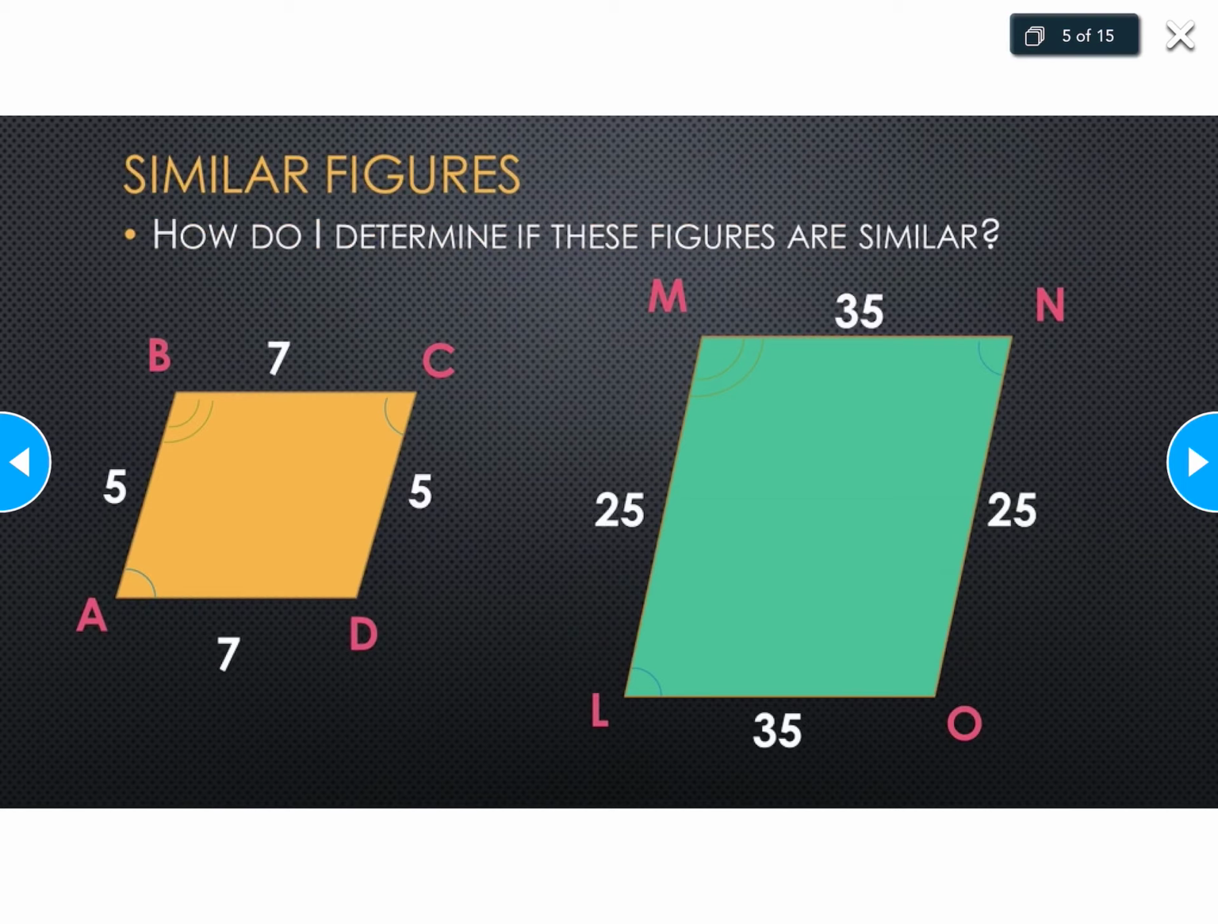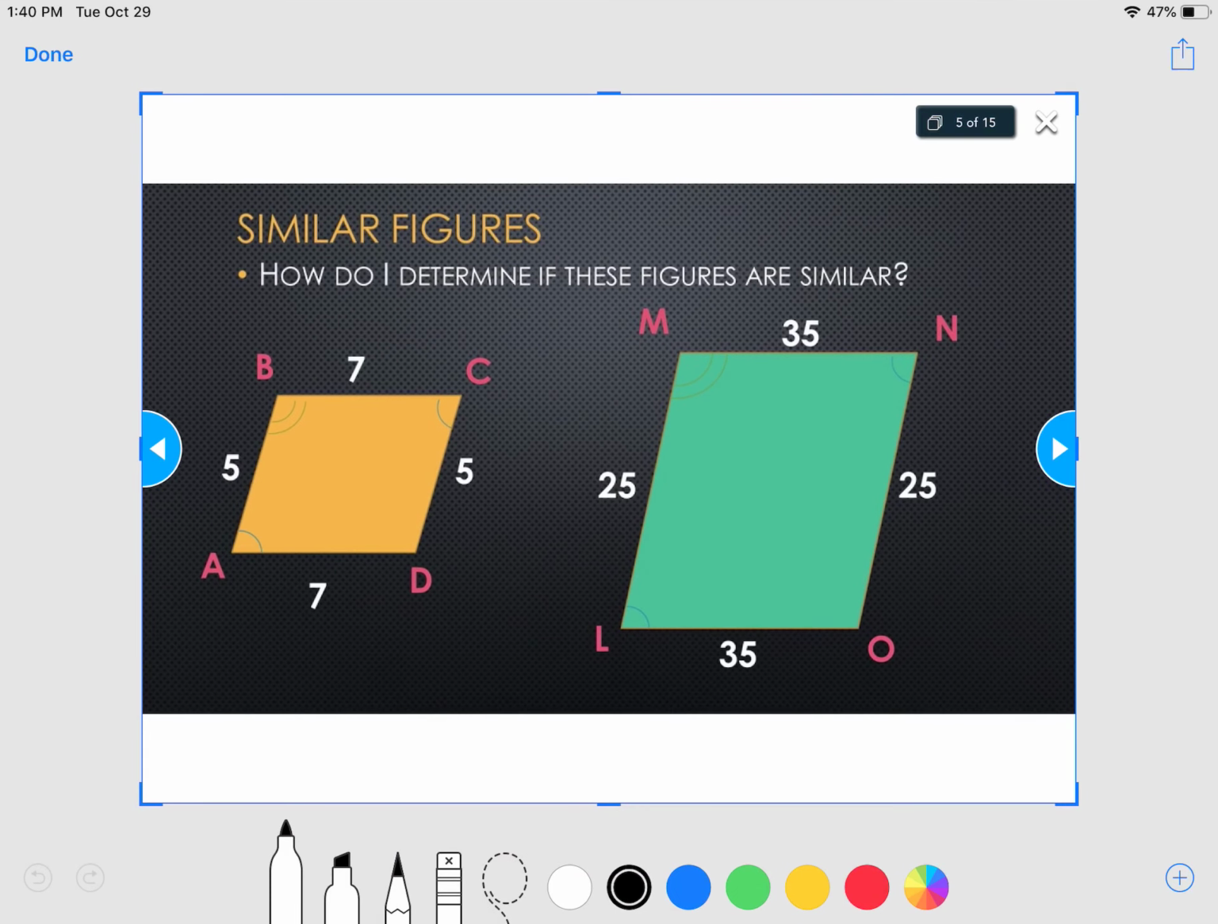So here I have two figures, okay? These figures are similar figures. That's what it tells us. Because they're similar figures, I know that they have congruent angles and proportional side lengths. Now, this is how I determine that the side lengths are proportional.